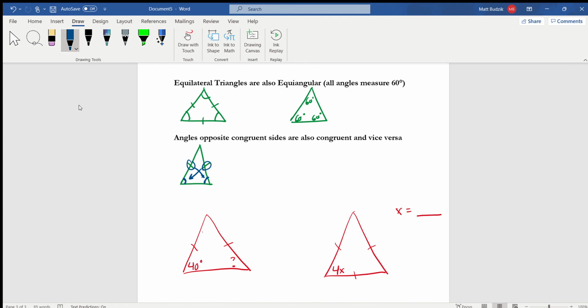And then vice versa. So let's say instead, this is the information I have. Let's say I have that these angles are congruent. Since I know that these two angles are congruent to each other, I know that the sides opposite them are also congruent. So boom, boom. Okay? Vice versa. So let's work through these 4 examples.